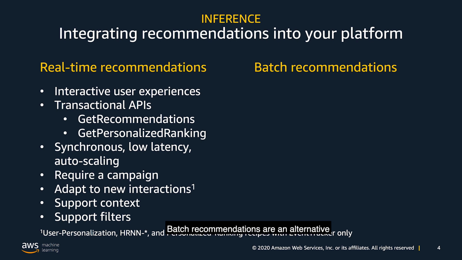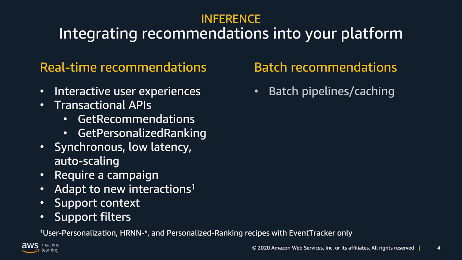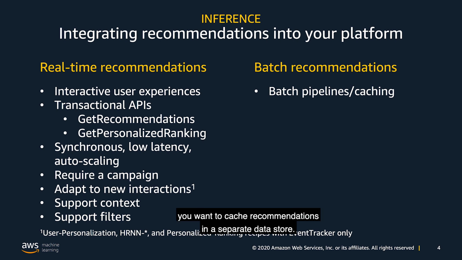Batch recommendations are an alternative to real-time recommendations that allow you to retrieve multiple recommendations from Personalize at once. Batch recommendations are a great match when you have downstream batch pipelines, such as email marketing campaigns, where you want to target a large number of users with messages that include personalized recommendations. You can also use batch recommendations when you want to cache recommendations in a separate data store.